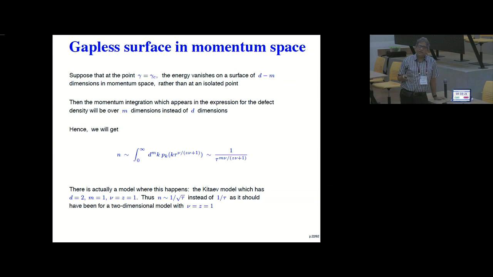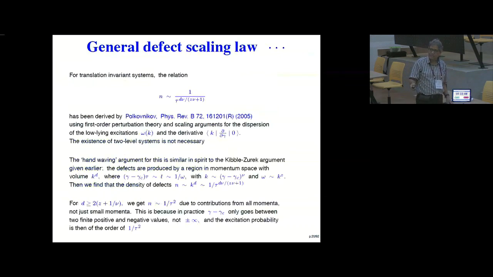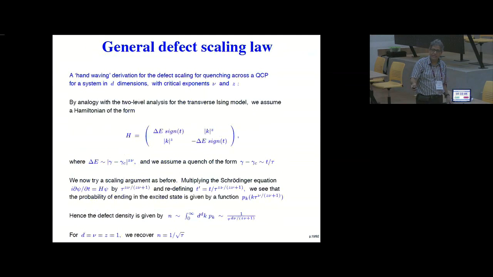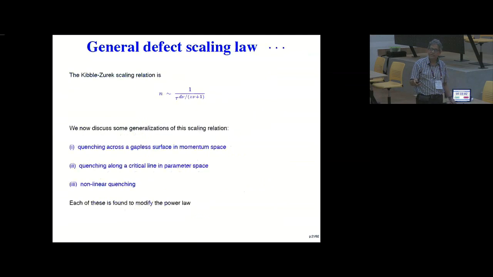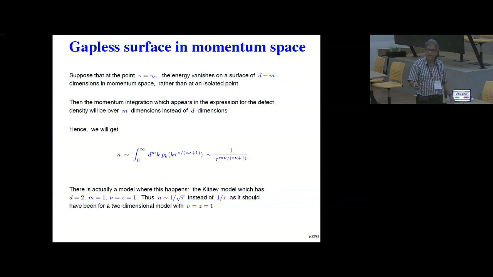But because it vanishes along a D minus M dimensional space, you have to integrate over the remaining M coordinates. So in the earlier picture, you had this integral over D dimensions of K. That now changes to an integral over M dimensions of K. So your defect density will change like this. Instead of D here, you'll get M. So for every K, PK is the probability of ending up in the excited state. Yeah, it's the excitation probability.